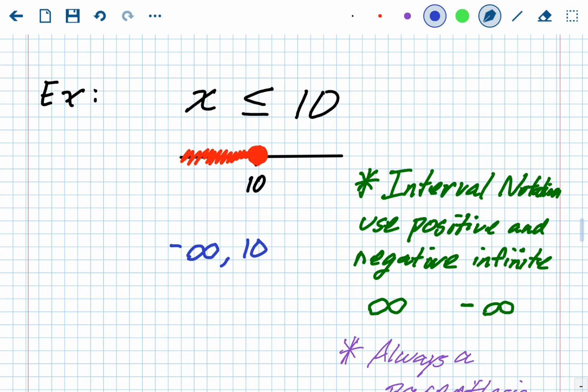What's going to go around them? Like I said, infinity always gets a parenthesis. Always open parenthesis. And 10, since it has a closed circle, since it's less than or equal to, 10 gets a bracket. Okay. So parenthesis, negative infinity to 10. 10 gets a bracket, 10 is included.